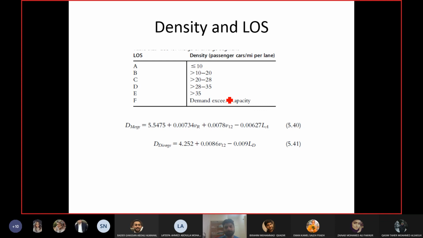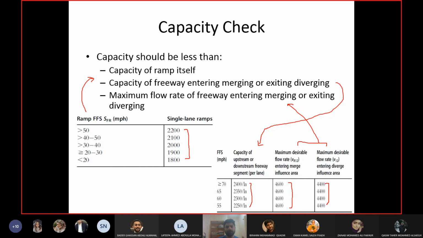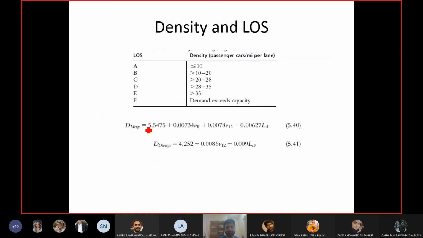After you do all the adjustments, you apply the capacity check, and you will come to the calculation of density for the merge or the diverge area. So this is how you calculate the density of the merge or the diverge area. But this is density and level of service only for the influence area, the two adjacent lanes. Now I want to calculate the density and the level of service for the entire freeway segment. If it is 4 lanes or 8 lanes, in that case, what should I do?